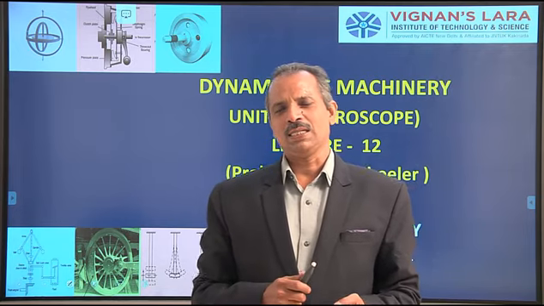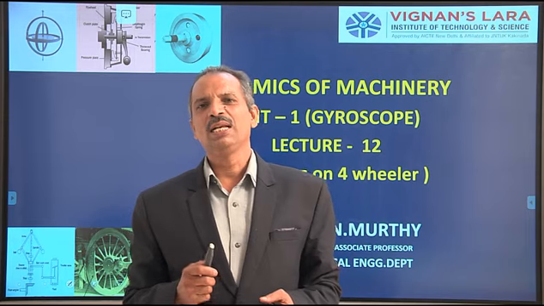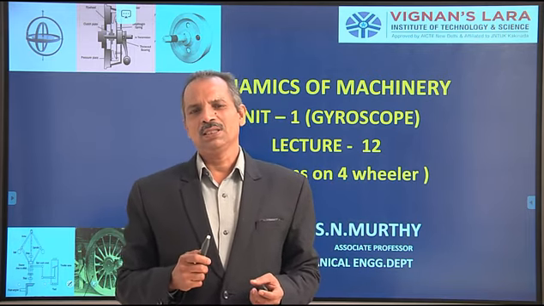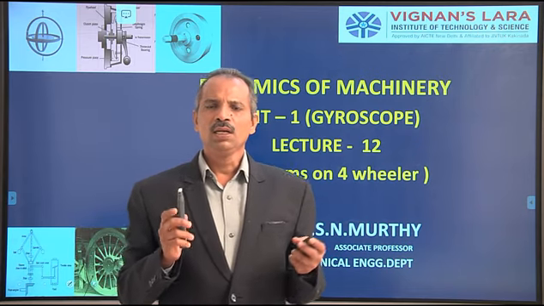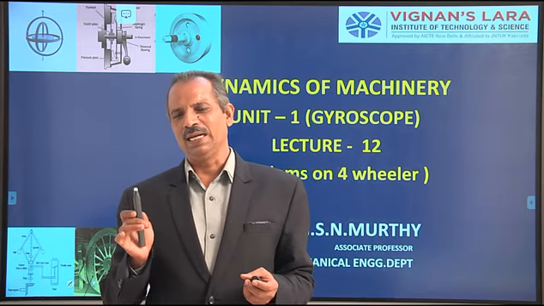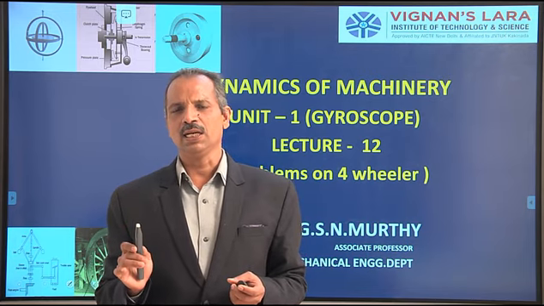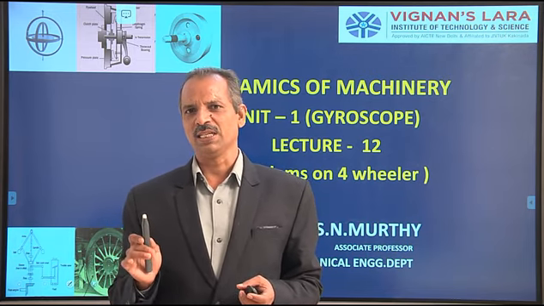In the previous class, we solved one problem to find out the limiting velocity of a four-wheeler with the given type of data, that is, the center of gravity of the vehicle is at the center of the body, and the wheels as well as the engine are in the same plane and they are rotating with the same sense of rotation.